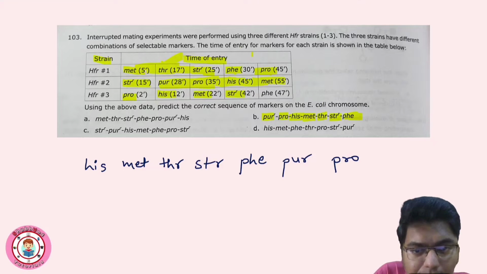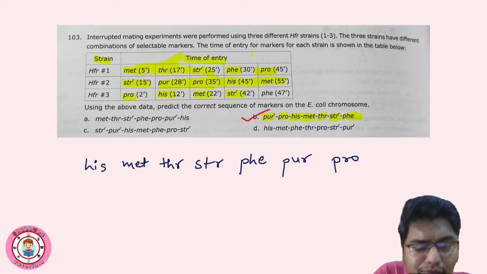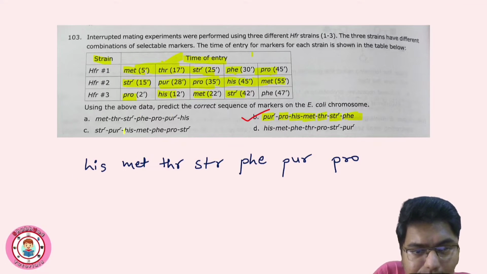All are correct. So this is the correct option. Then why are the other options wrong? Let's see. You have to understand the sequence properly. See here, the first option: methionine is present with threonine, streptomycin, phenylalanine.